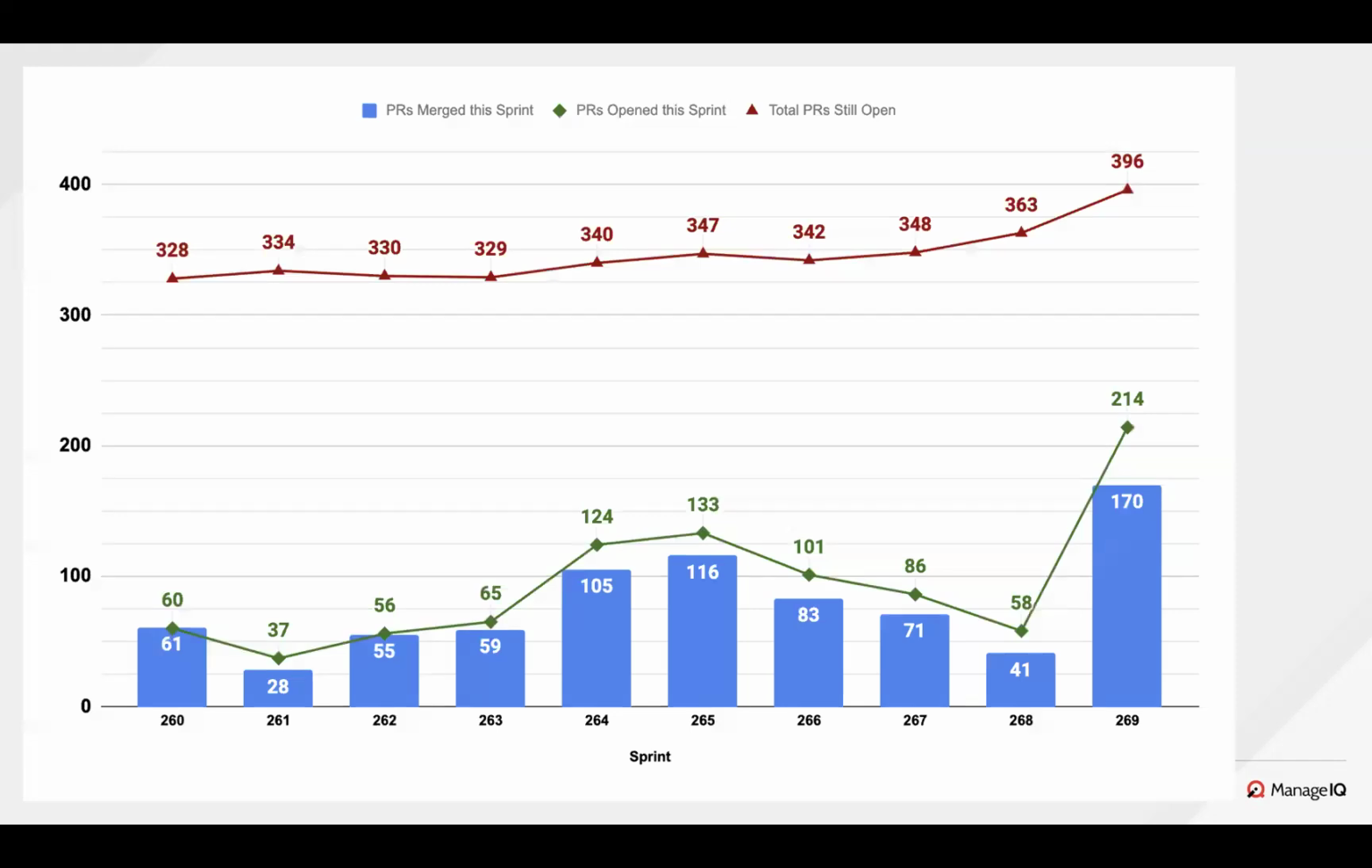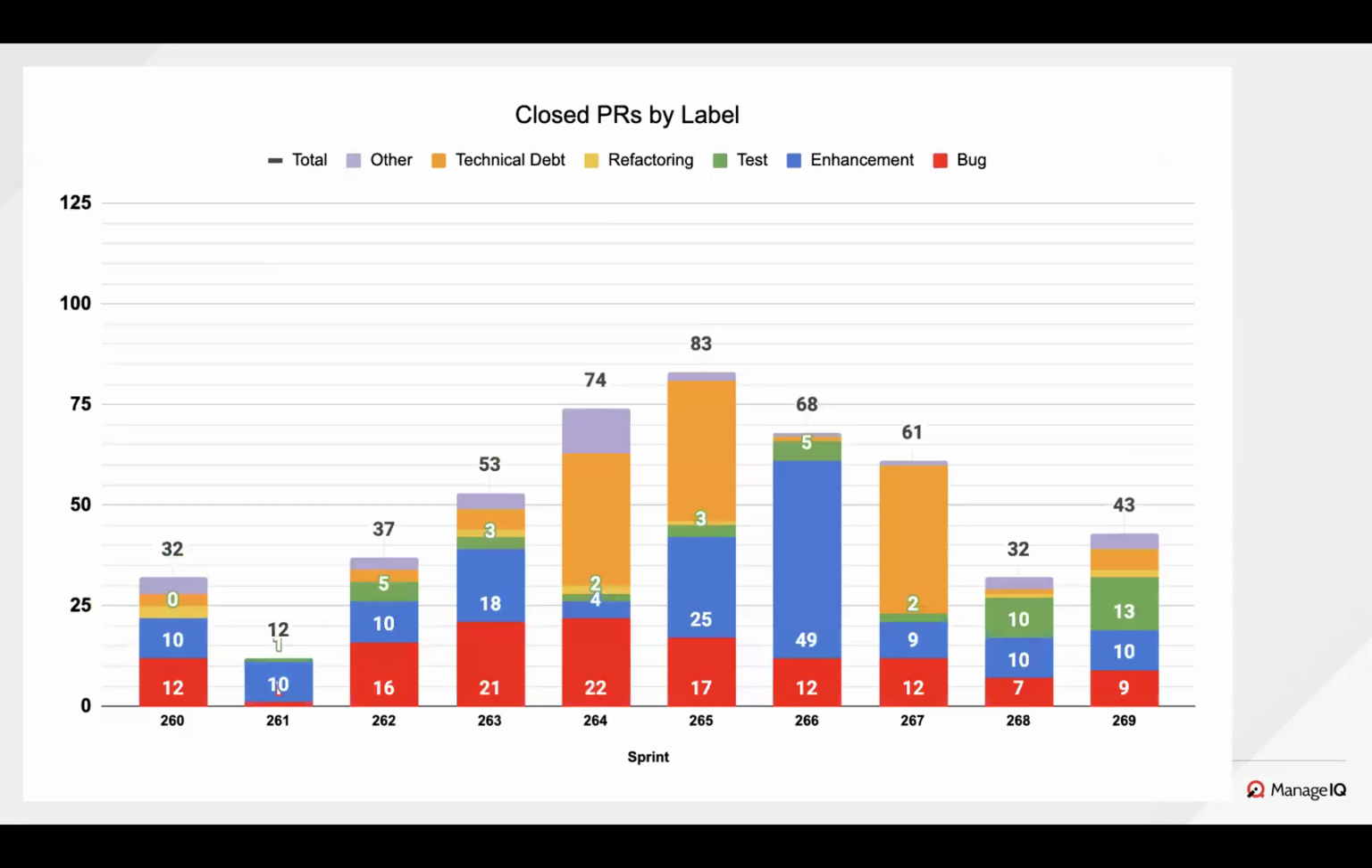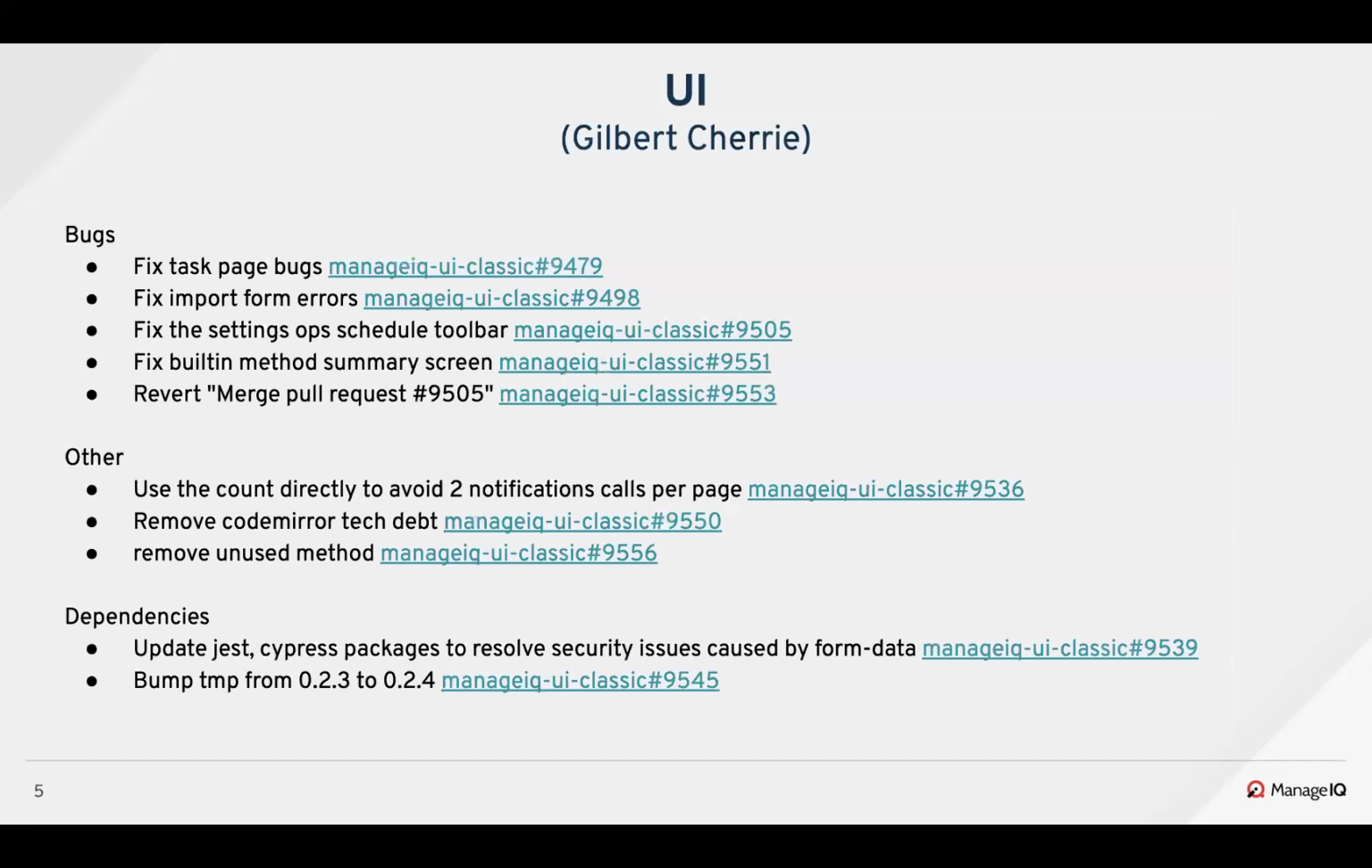This sprint, we had 170 PRs merged. A lot of this was blasting out changes to all the repos in preparation for the merge of master into Spassky, so we can have another beta release of Spassky. And actual closed PRs by label, we have 13 in test, 10 in enhancement, 9 bugs, so a good even pass. And over to Gilbert on the UI.